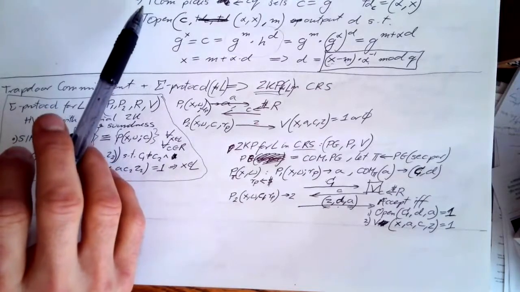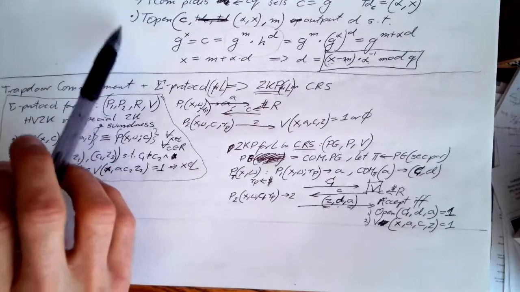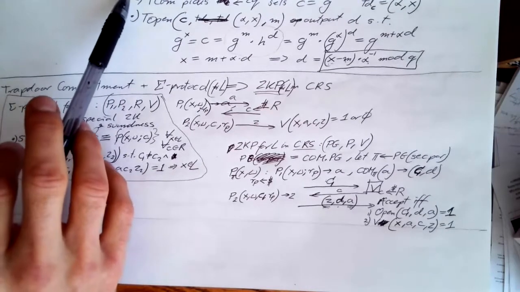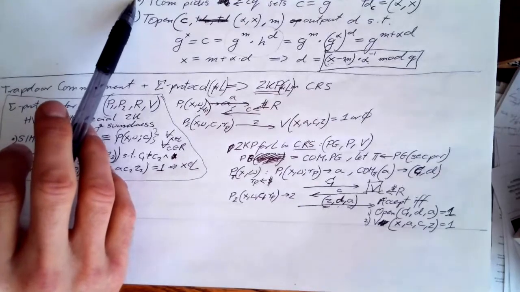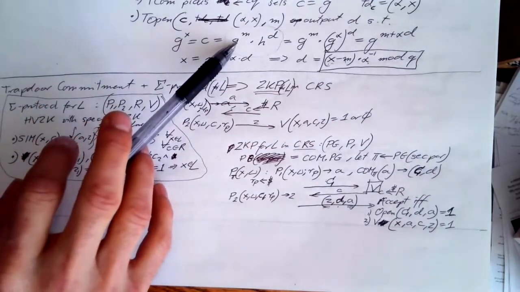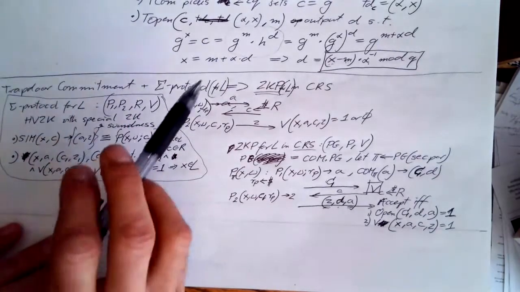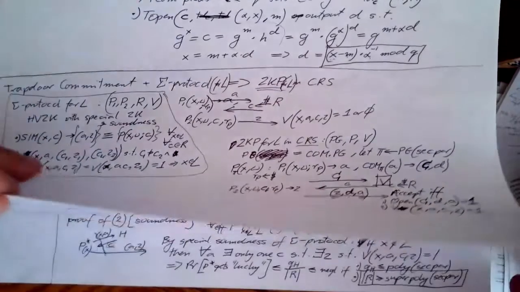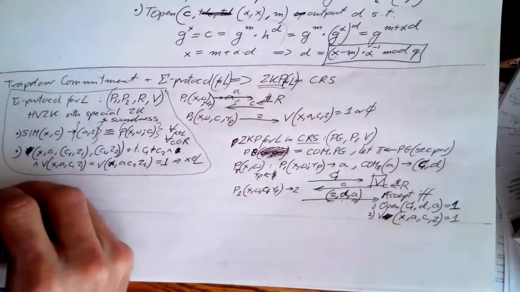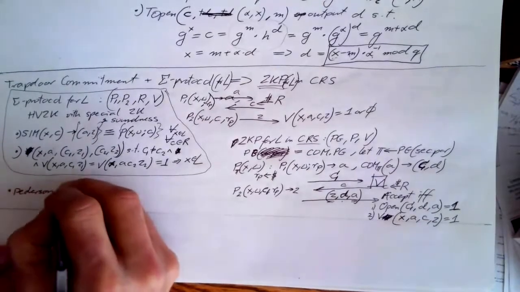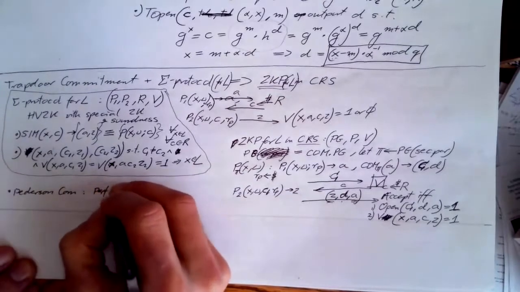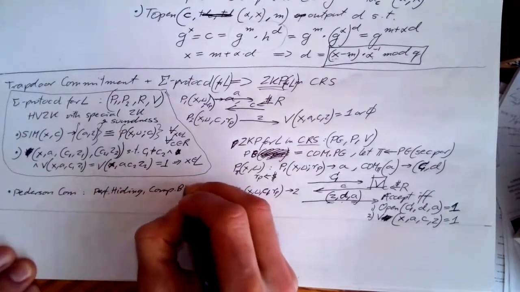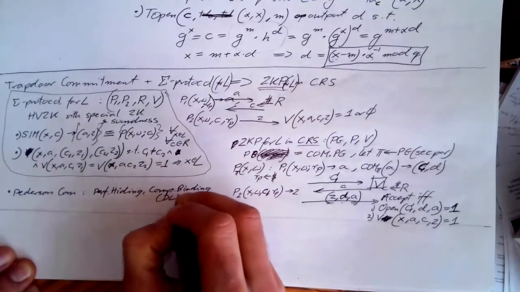But this commitment is only computationally binding. You can have a flip of this. You can also have commitments which are perfectly binding, but then they are computationally hiding. So Pedersen commitment is perfectly hiding, computationally binding, based on the discrete log assumption.